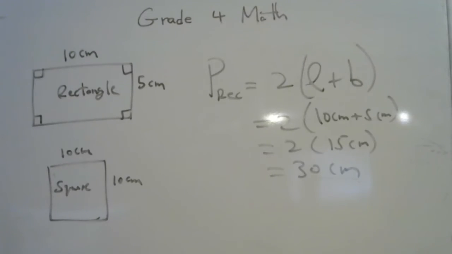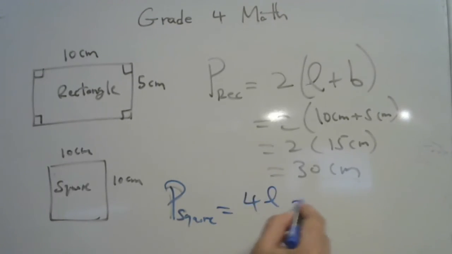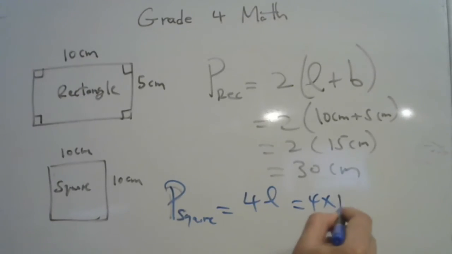Agree? Now the perimeter of the square, sorry about that, it's a bit better, is 4L, 4 times 10 cm, 40 cm.